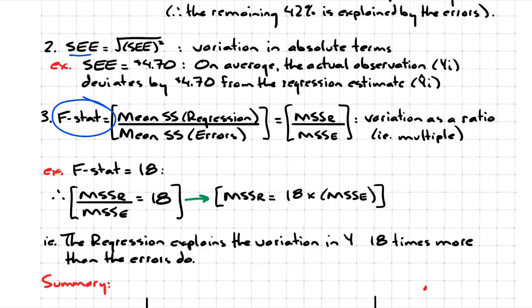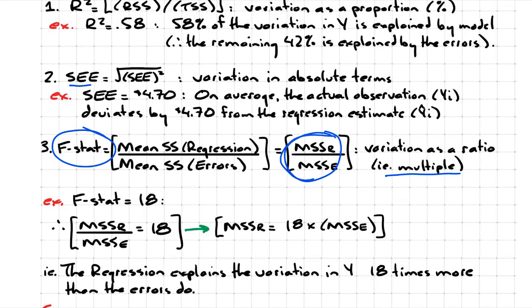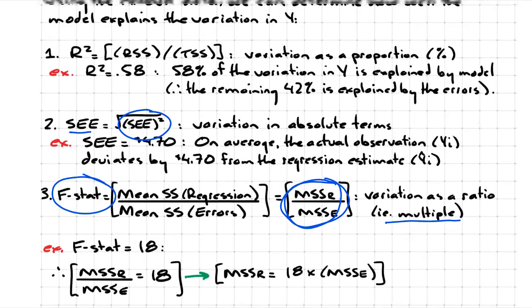FSTAT looks at the mean sum of squares of the regression and divides it by the mean sum of squares of the errors. And what this says is how much more of the variation is explained by the regression relative to the errors. So when you convert this into a ratio, which is what FSTAT is, the way that the significance is being formatted is in terms of a multiple. It becomes a multiple. Now all this information, whether it's mean sum of squares or SEE squared, it's all found in the Anova.